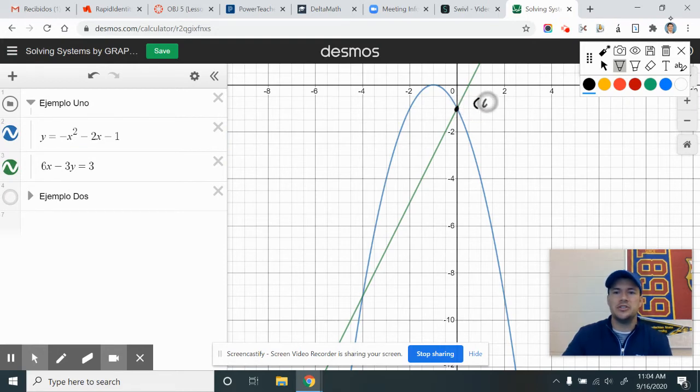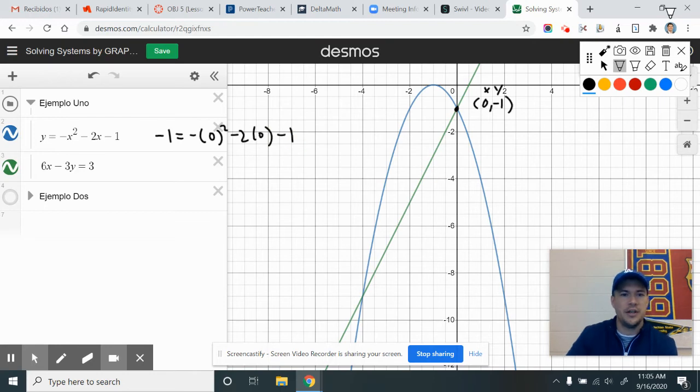So my first solution again is 0, -1, all right? Which means that if I evaluate, and that's, of course, x, y, right? That if I evaluate these functions with 0 in for x and -1 for y, we should get true statements. So let's check it out. All right. So instead of saying y equals, I'm going to say -1 equals negative quantity of 0 squared minus 2 times 0 minus 1. All right. We're just checking it out.